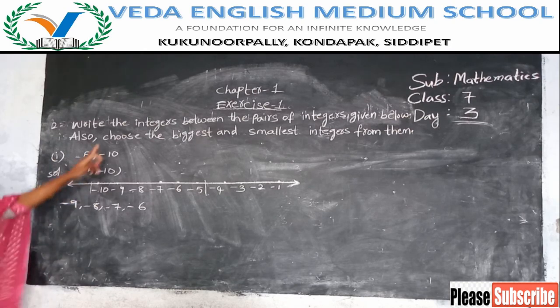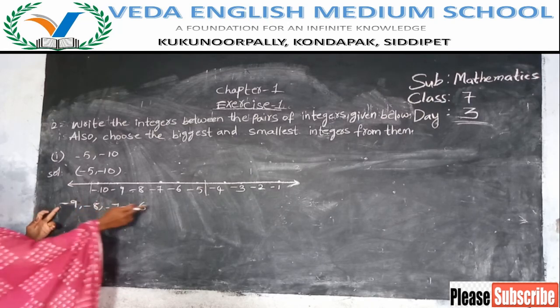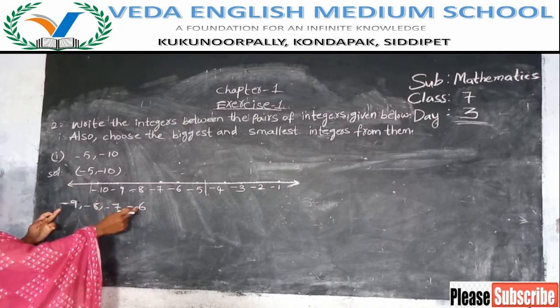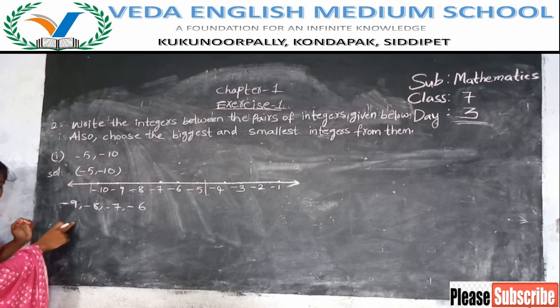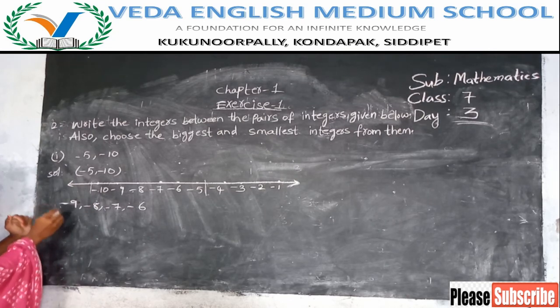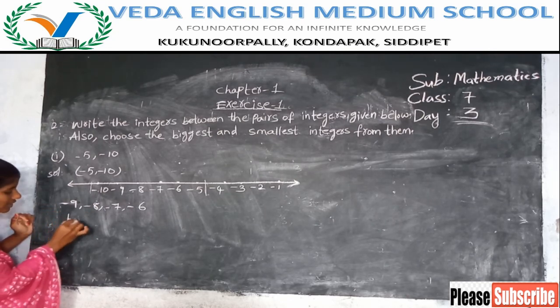Now what is the next question? Also choose the biggest and the smallest integer from them. Now out of all from these 4 integers, we have to find what is the greatest integer and what is the smallest integer. Now biggest integer.